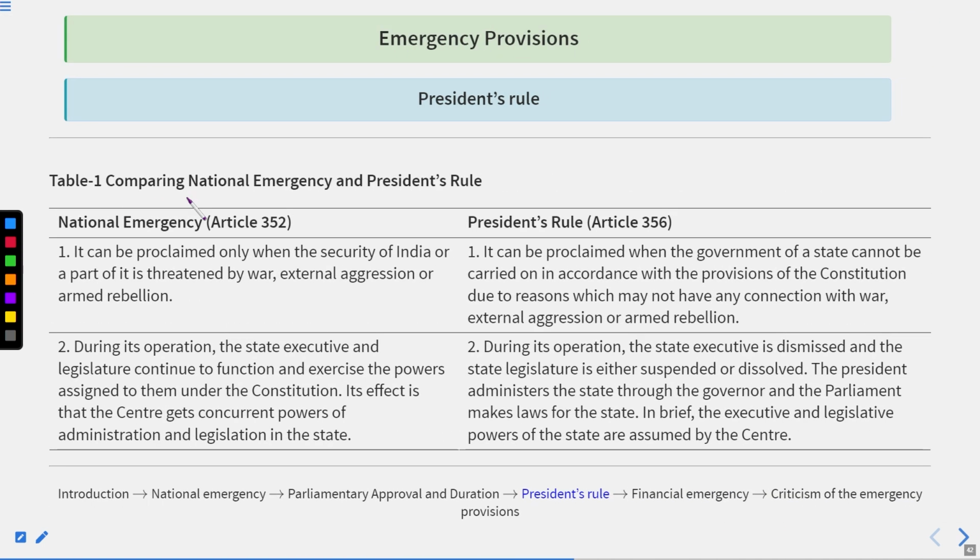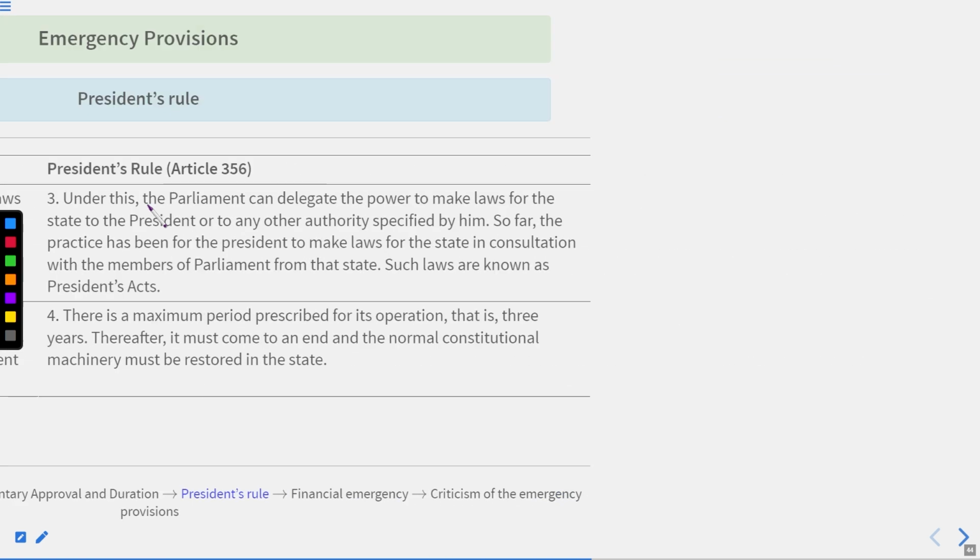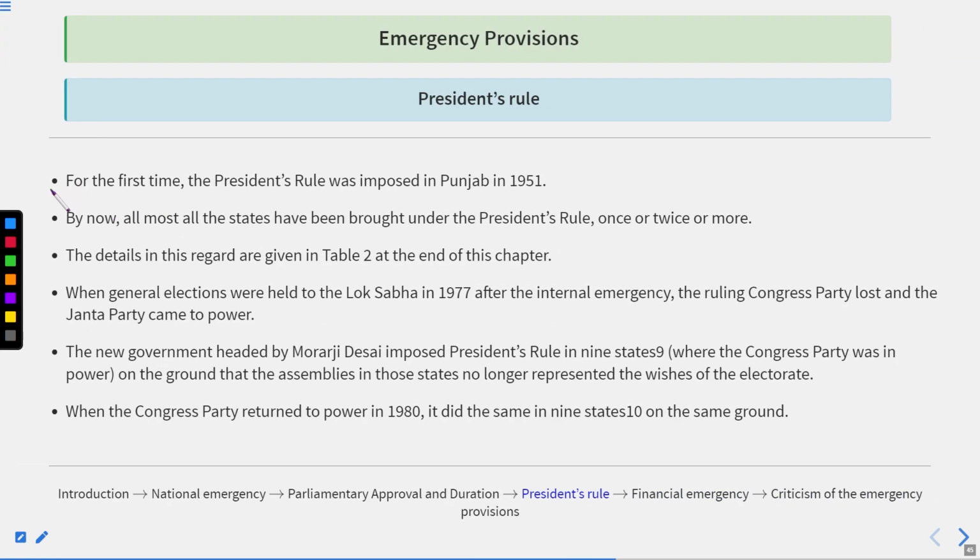Okay, so about national emergency and the president's rule, we had already discussed in the previous lecture, so I will just skip it. Okay, so now let's come here. For the first time, the president's rule was imposed in Punjab in 1951. Remember, a question could be asked in the examination like which is the first state in which the president's rule was imposed. So the answer is Punjab in 1951.